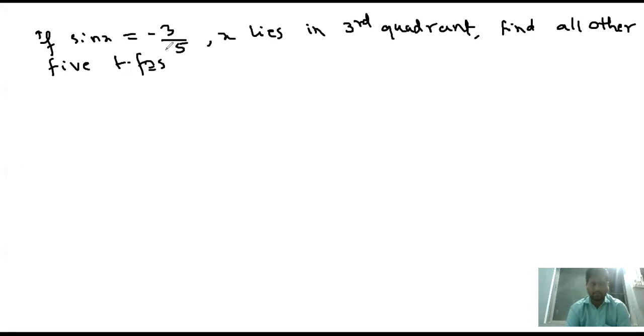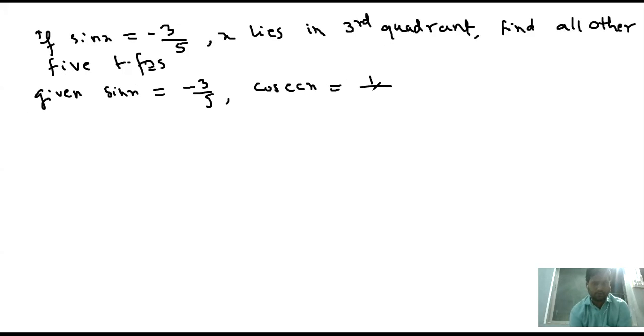Find all other trigonometric functions. So you are given that sin x is minus 3 by 5. First find its reciprocal. The reciprocal of sin x is cosec x, so cosec x is 1 by sin x, which is equal to minus 5 by 3.